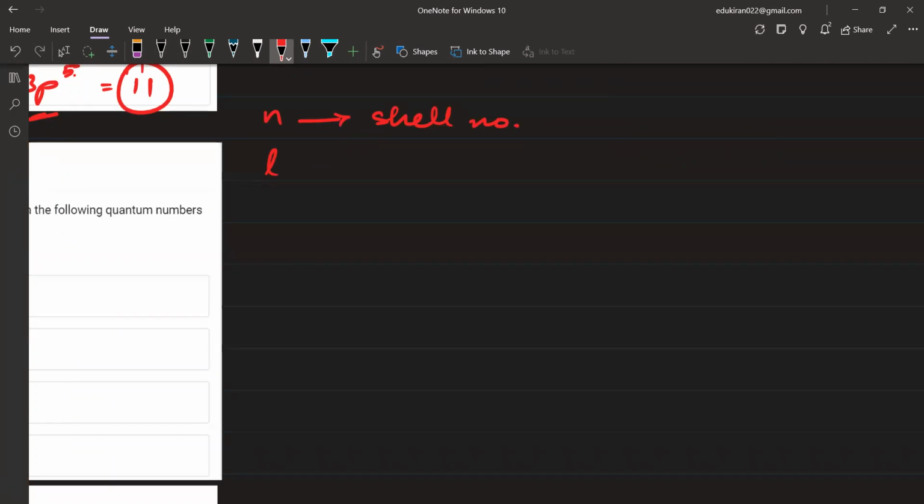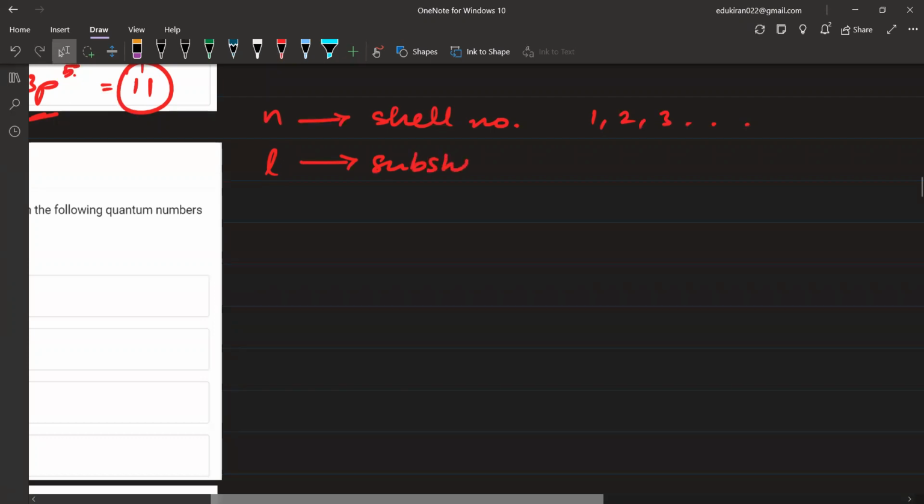Now, for each value of n, that means in every shell there will be some subshell. Okay, so this is subshell. Shell number, and its values can be 1, 2, 3 and so on. Now each shell, the first shell will have some subshell, the second shell will have some subshell, the third shell will have some subshell. Now how many subshells will be there and what will be those subshells? It is given by n minus 1.